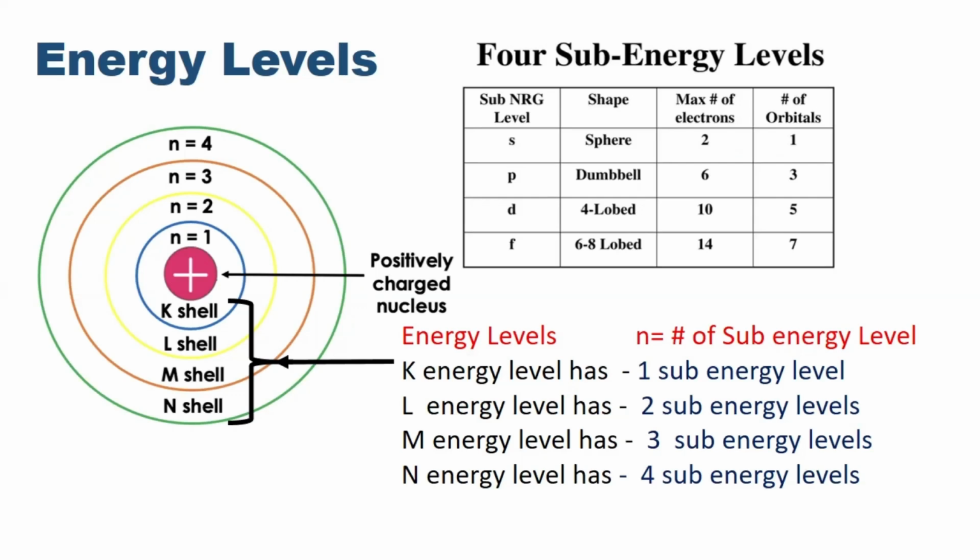Each sub-energy level has its own shape. The S sub-energy level has one orbital, and it can hold up to 2 electrons. The P subshell has 3 orbitals and it can hold up to 6 electrons. The D sub-energy level has 5 orbitals and it can hold up to 10 electrons. And the F subshell has 7 orbitals and it holds 14 electrons. So this is how the electrons are arranged in each sub-energy level.